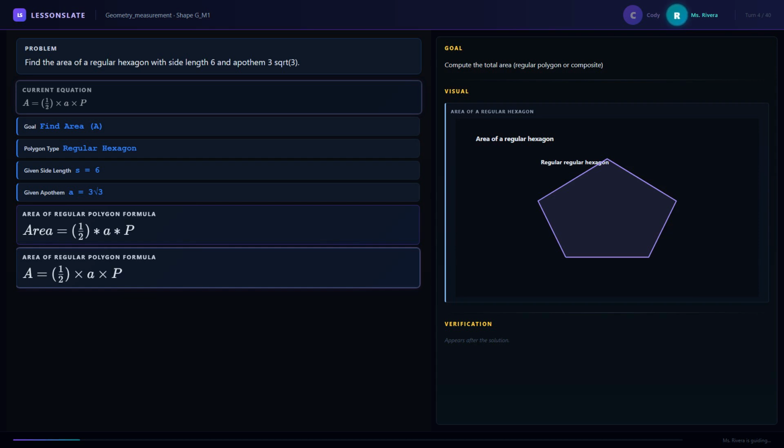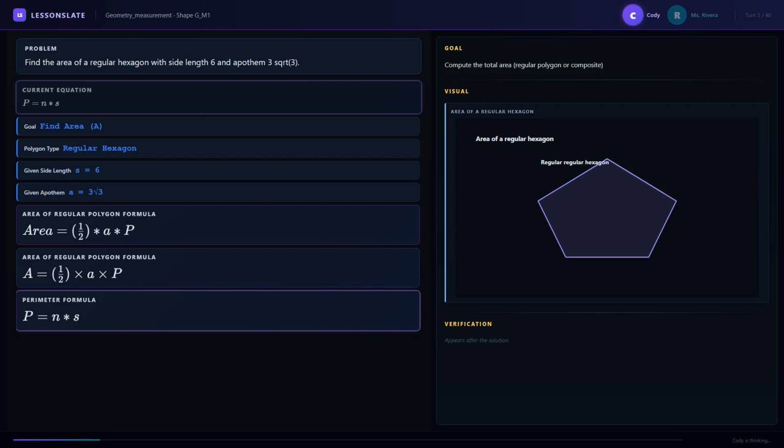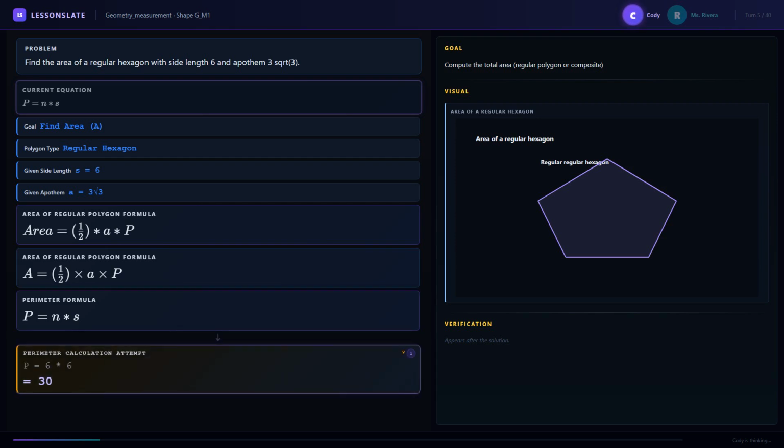Okay, a hexagon has 6 sides, so for the perimeter, P, I would do 6 times the side length, which is 6, so P equals 6 times 6. I think that would be 30, right?